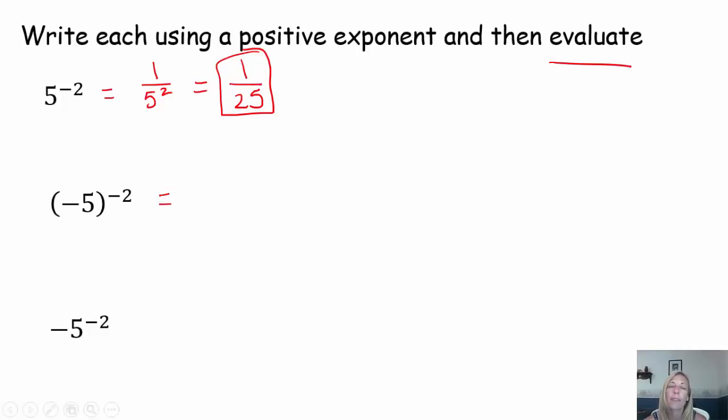Notice the parentheses around the negative 5 on my base. Once again, to make it a positive exponent, I have to put it under 1. But notice what changes. The negative in front of the 2, not the negative in front of the base.